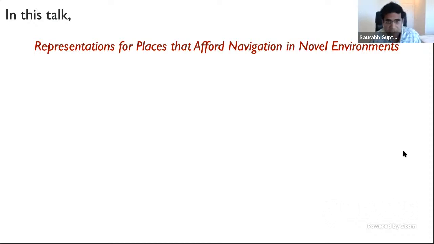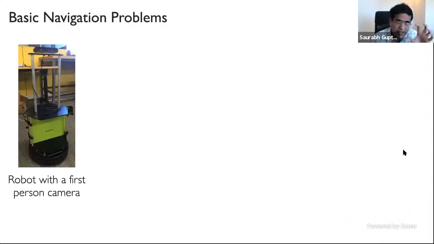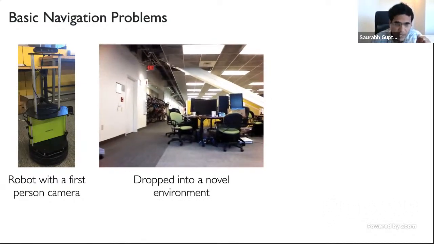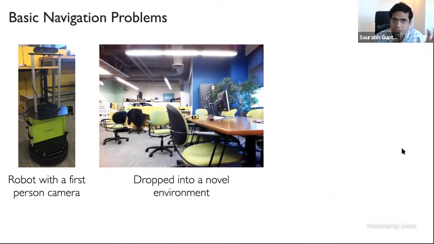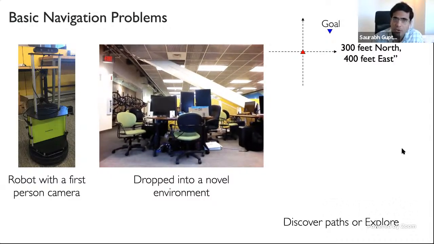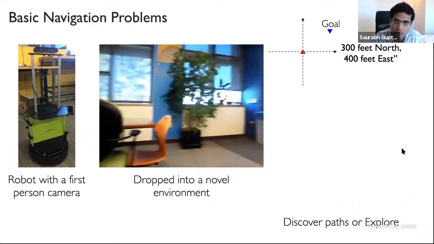Before I start, let me tell you what basic navigation problems I will try to tackle, or our approaches are geared towards. For that, let's consider there's a robot and it has a first-person camera. We have brought this robot into a new environment that it has never been in before. And what we want this robot to do is useful things, let's say. So we might give it a point goal, which is go 300 feet north, 400 feet east. And we want this robot to autonomously be able to do that.